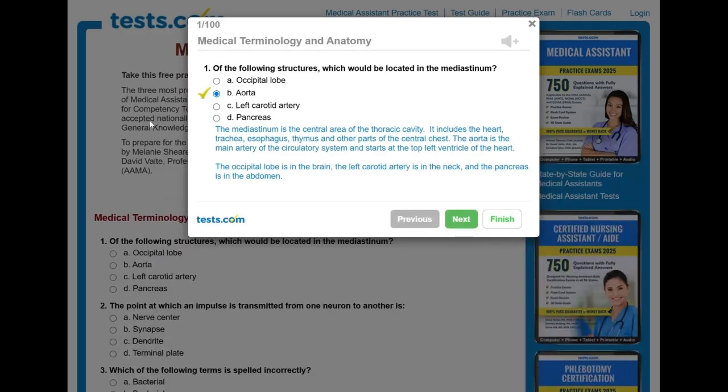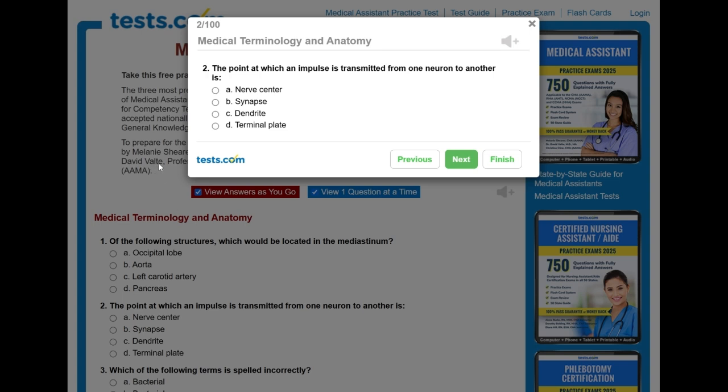B. Aorta. The mediastinum is the central area of the thoracic cavity. It includes the heart, trachea, esophagus, thymus, and other parts of the central chest. The aorta is the main artery of the circulatory system and starts at the top left ventricle of the heart. The occipital lobe is in the brain, the left carotid artery is in the neck, and the pancreas is in the abdomen.